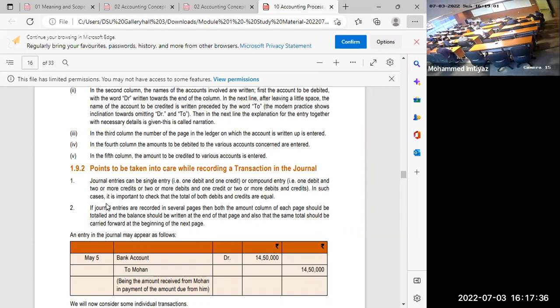Next, sold goods to Surya Enterprises. Sold goods to Surya Enterprises. Sorry.